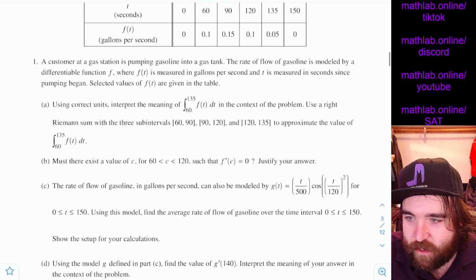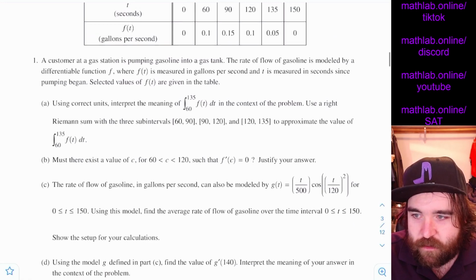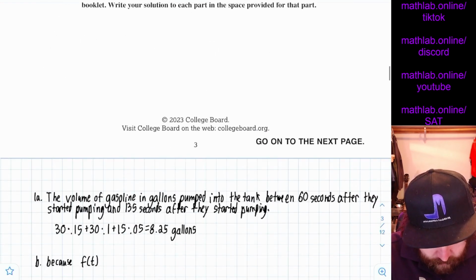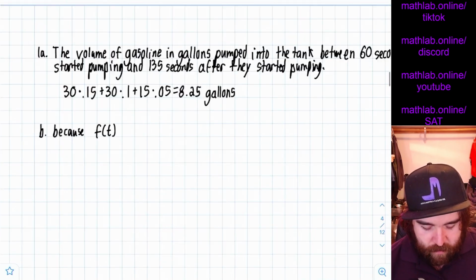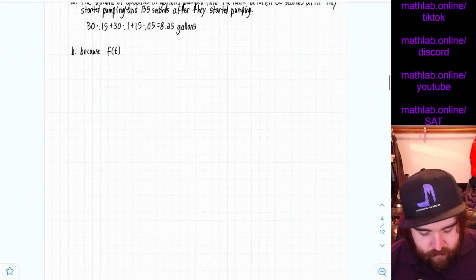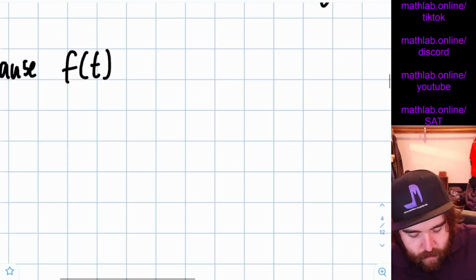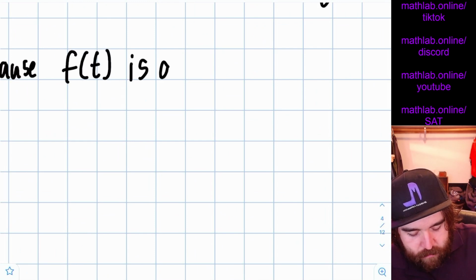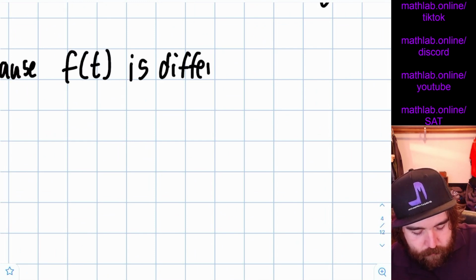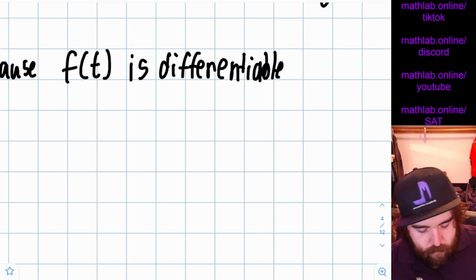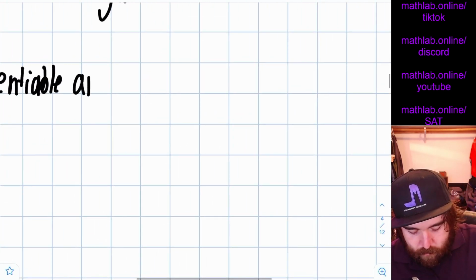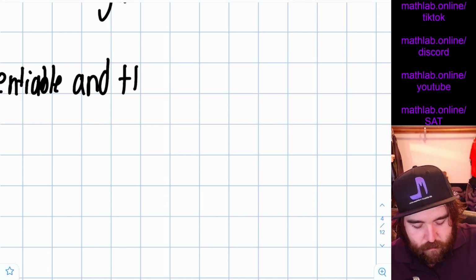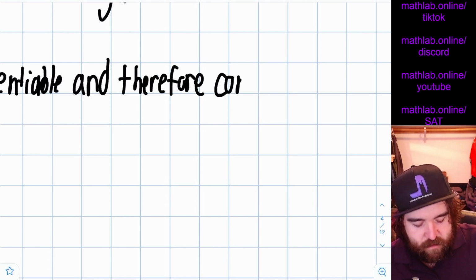So this is mean value theorem, because it's the prime of the function we have. So we say because f of t is differentiable, and therefore continuous.